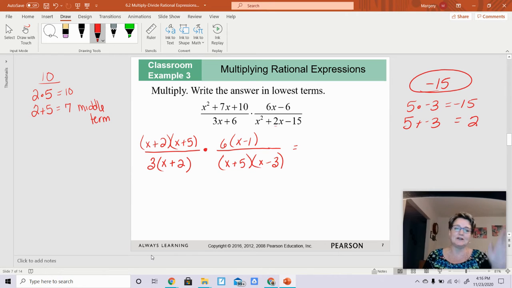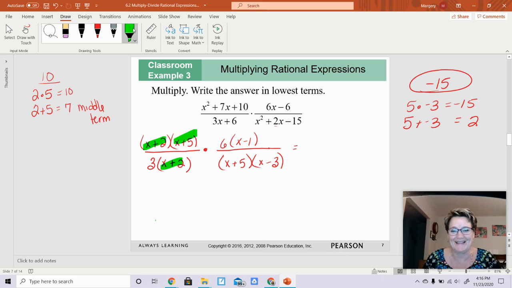So now what you're going to do is look diagonally and look vertically. Anything divided by itself is 1. So if you notice, there's an x plus 2 here and an x plus 2 here. There's an x plus 5 and an x plus 5 here. There's a 3 here and a 6 here. These all go into each other once. 3 goes into itself once, but 3 goes into 6 twice. So I'm left with, in the numerator, 2 times x minus 1. And in the denominator, I'm left with x minus 3.